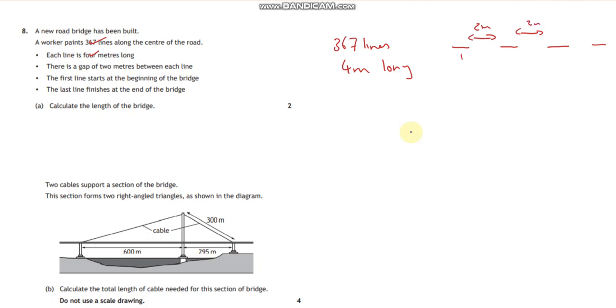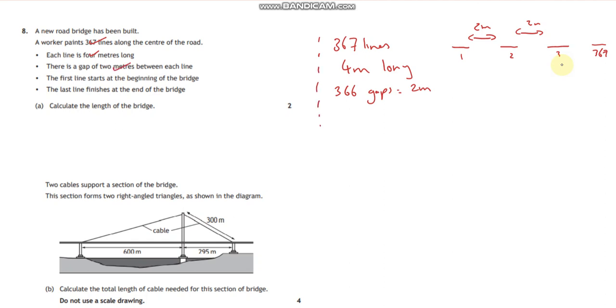So if that was line 1, 2, 3, all the way up to 367, you're going to have 366 gaps, aren't you? You've got one less gap. So you've got a gap after every line until the last one. Okay, so I'm just going to say I've got 366 gaps, which are equal to 2 metres. Okay, so I've used that.